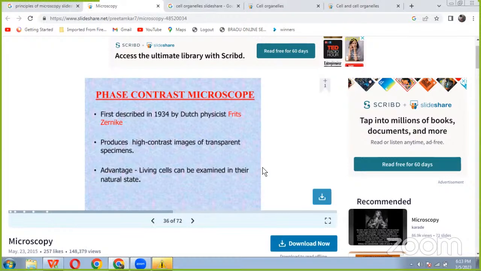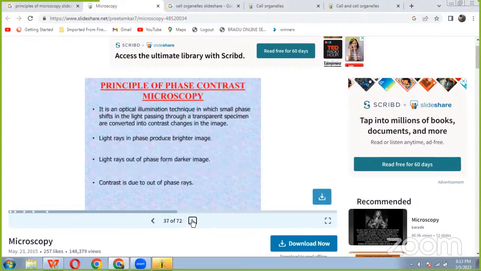Only living cells can be examined in their natural state. That is very important. Especially, living cells are examined in the natural state.